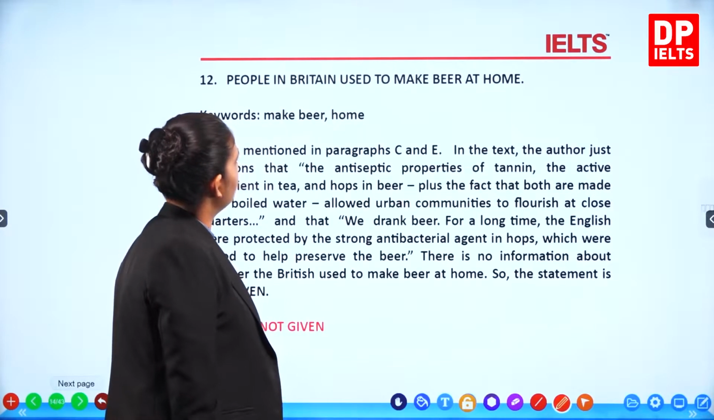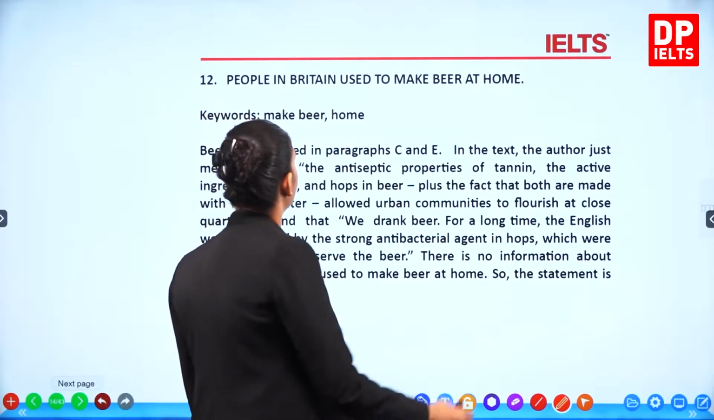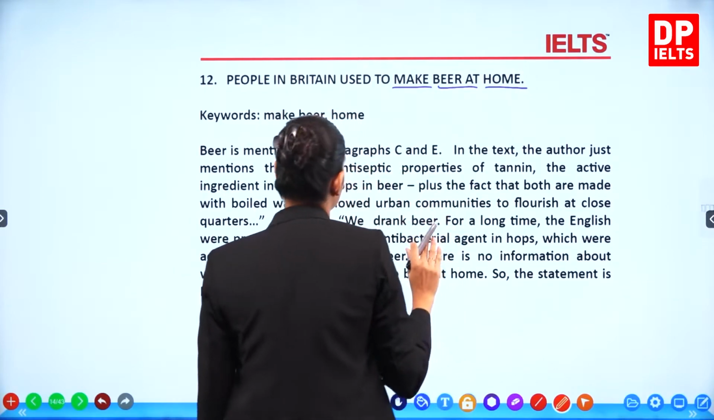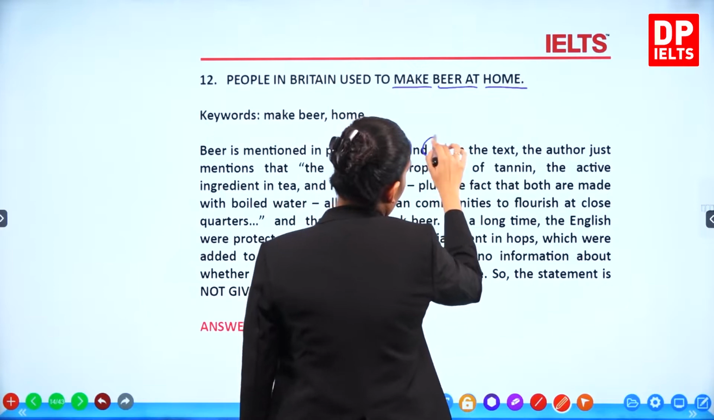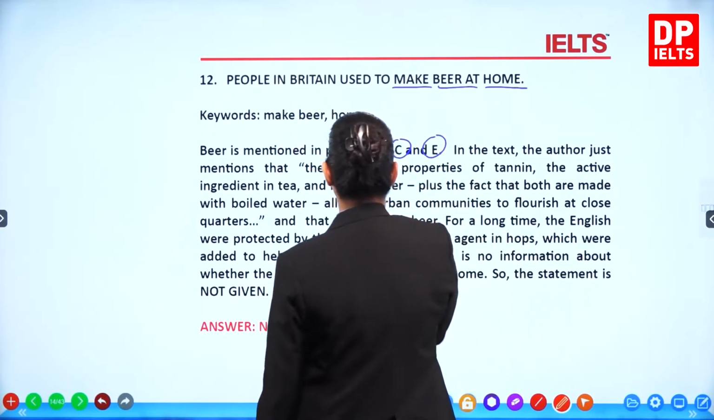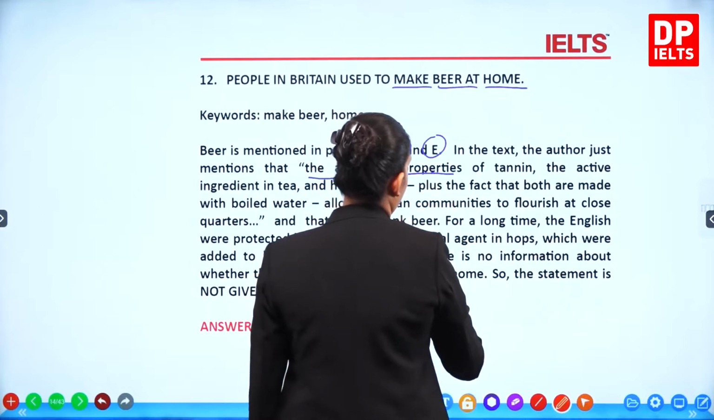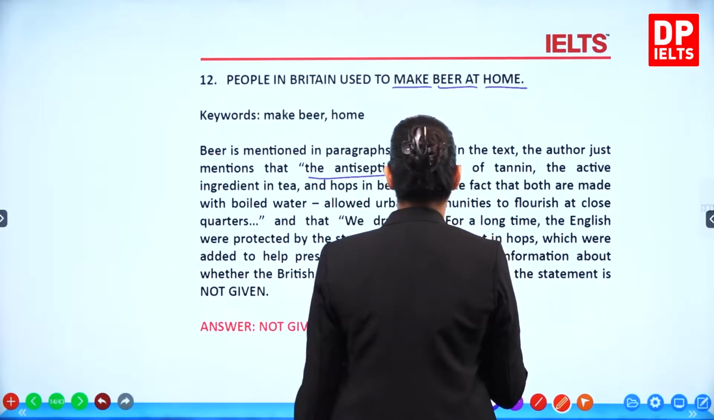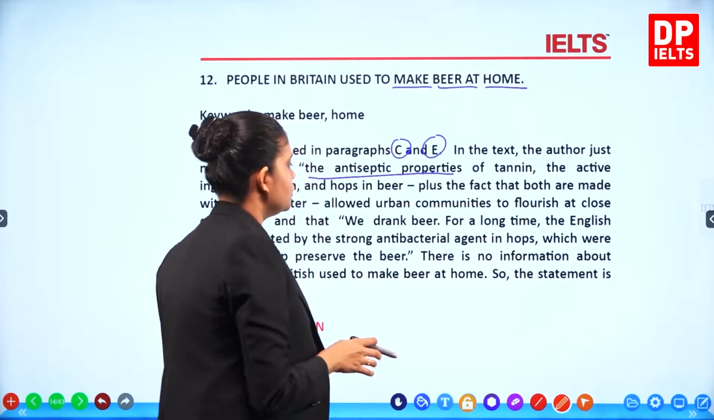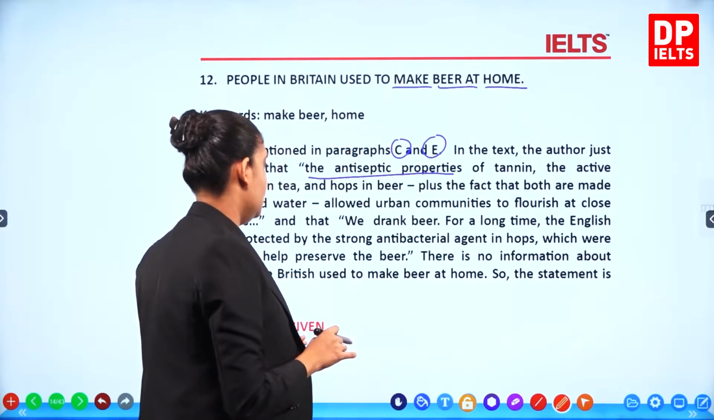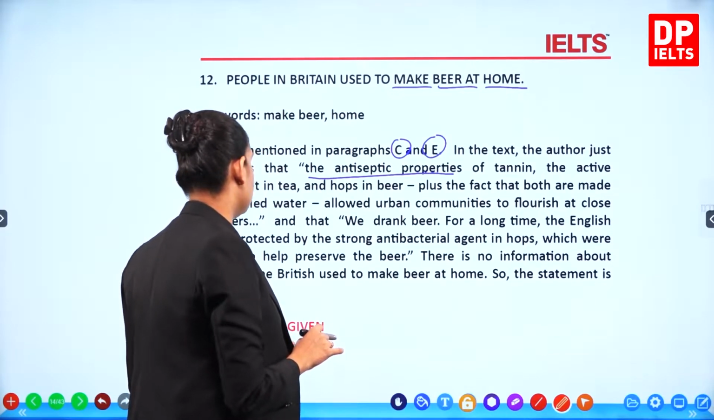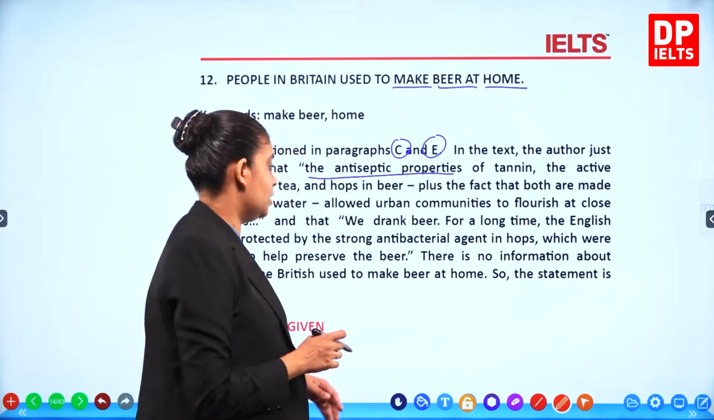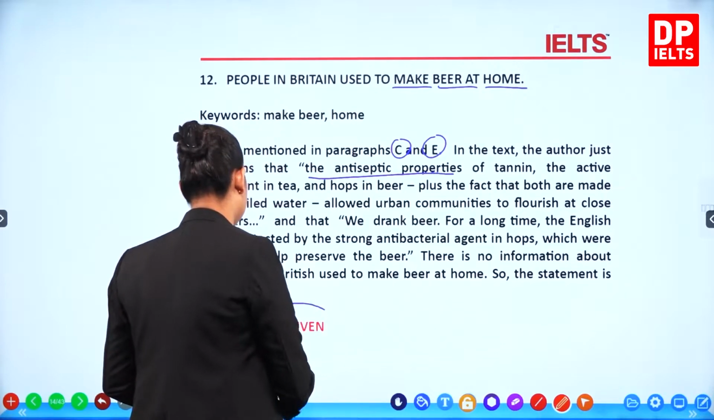People in Britain used to make beer at home. So, make beer home. Beer is mentioned in para C and E. In the text, the author just mentions that the antiseptic properties of tannin, the active ingredient in tea, and hops in the beer, plus the fact that both are made from boiled water. So it does talk about it for some time, but it doesn't really have information to say whether the British used to make the beer at home or not. So we don't really know that. So the answer is not given.